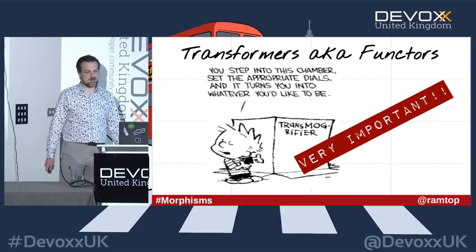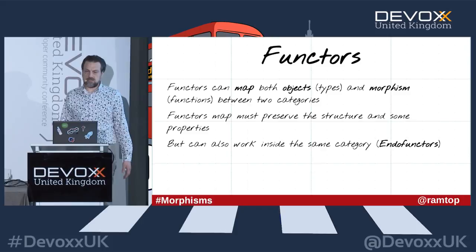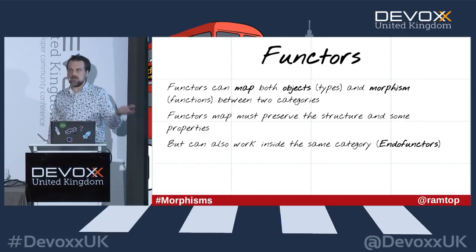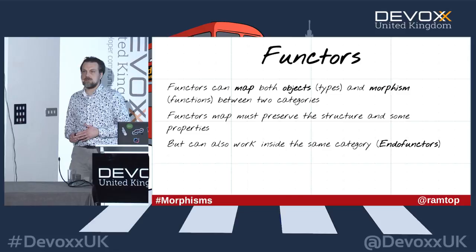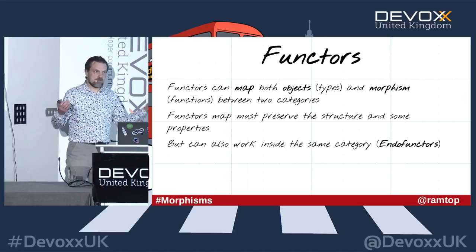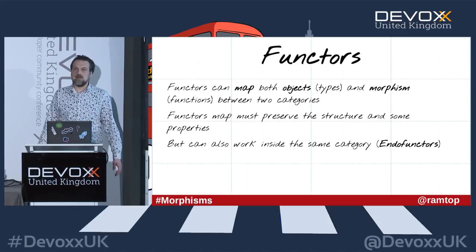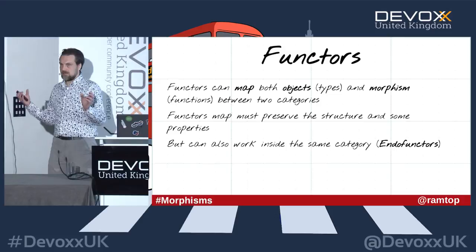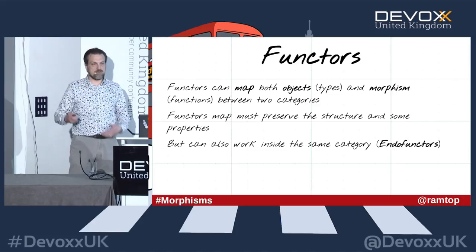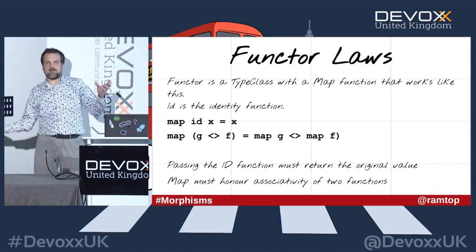What functors do basically is take some object from one category and then transform it to another category. But when they do this transformation, they have to keep the properties. So for example, if we transform from the category of string to the category of int, we just need to keep some properties. And they can also work in the same category. In this case, they are called endofunctors. So for example, transforming a string into a string. And in that case, we have an advantage that basically we can take the output of our endofunctor as an input of other endofunctors, because they have the same type.